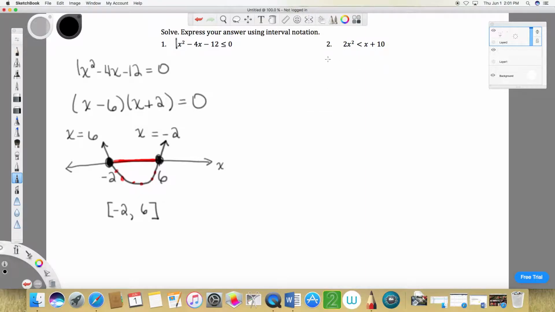Let's take a look at this number 2. Let's get this in standard form: 2x squared minus x minus 10 is less than 0. But initially, I'm going to set this inequality as an equation and try to factor it or use the quadratic formula to solve this equation.